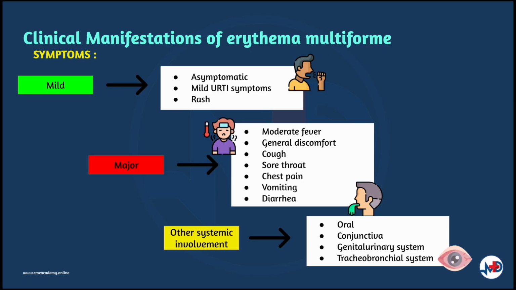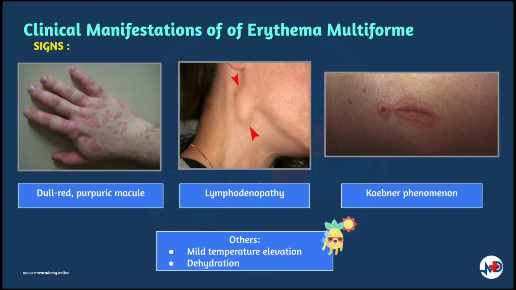Now, let's discuss the clinical manifestations of erythema multiforme. During the mild prodromal phase, patients could be asymptomatic or show mild URTI symptoms such as cough and sore throat. The abrupt onset of a rash usually occurs within 3 days, starting on the extremities symmetrically, with centripetal spreading. Meanwhile, in erythema multiforme major, symptoms complained of are moderate fever, general discomfort, cough, sore throat, vomiting, chest pain, and diarrhea. Erythema multiforme may involve other systems.